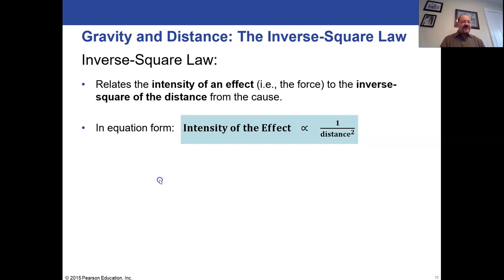All right. So gravity and distance, the inverse square law. Now this is really important to understand, and it will come up, as I said before, a few times. You'll get it with electrostatics. You'll get it briefly with magnetics.